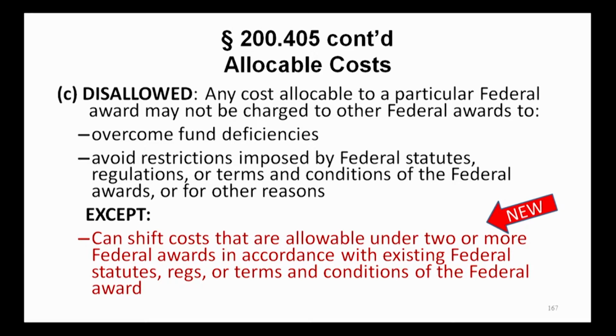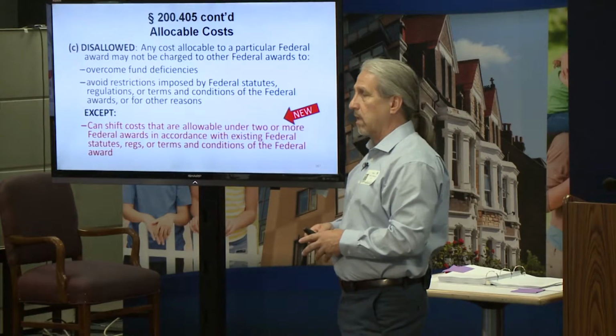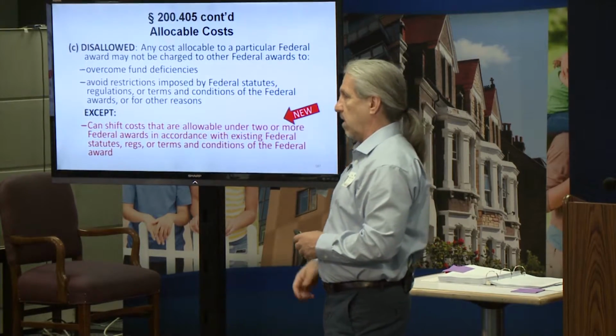So if I purchase a piece of lumber to build a house, and that is an eligible cost for both my IHBG grant and also a cost for my ICDBG project, then I can decide I now want to shift that cost and have that expensed out of my ICDBG versus my IHBG. So this is new language. It makes sure that you have some flexibility before you close out your books to shift costs.